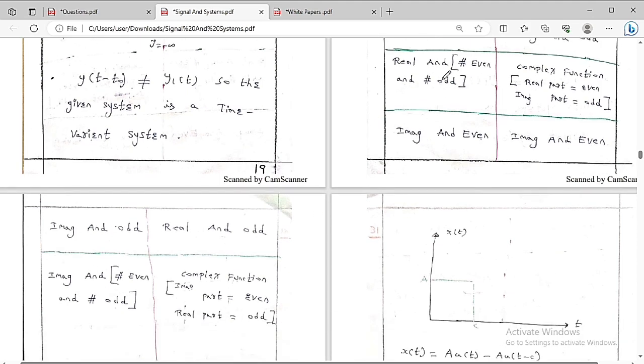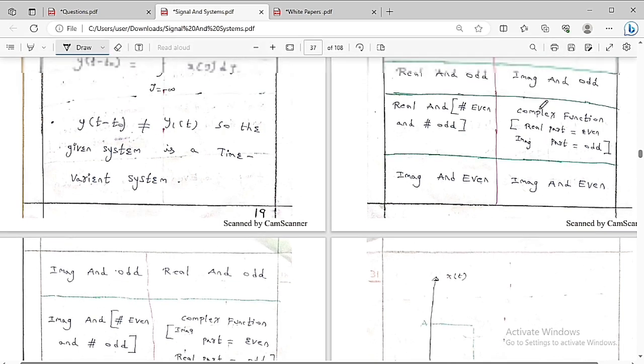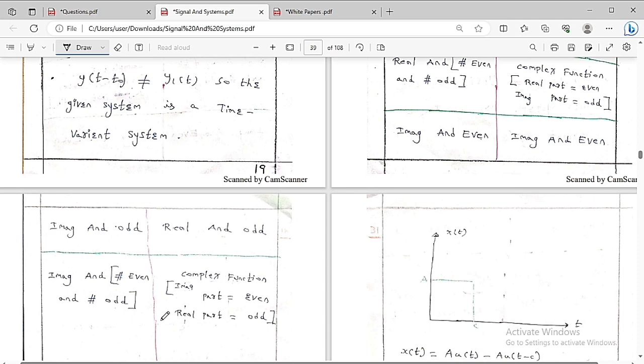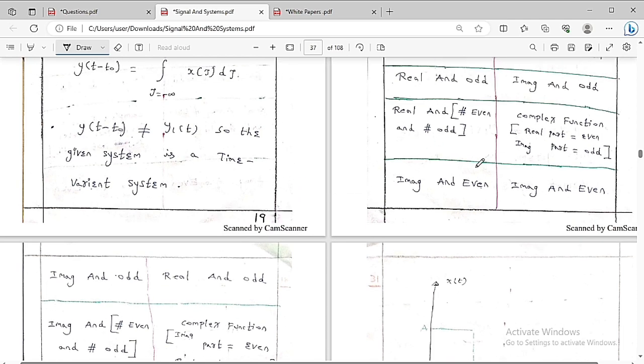Similarly for this one, what I am going to do: replace real by imaginary here. That's it. Here, real by imaginary and imaginary by real. That's it. What are you going to get? Imaginary and neither even nor odd. Then you are going to get a complex function with the imaginary part even in nature and the real part odd in nature. So just replace real by imaginary and imaginary by real.